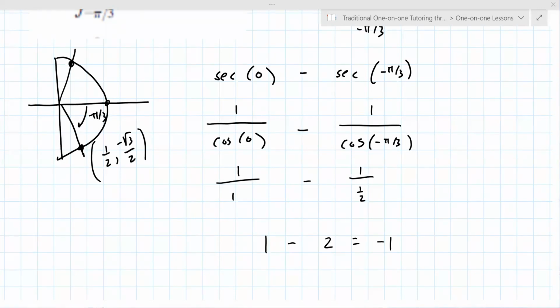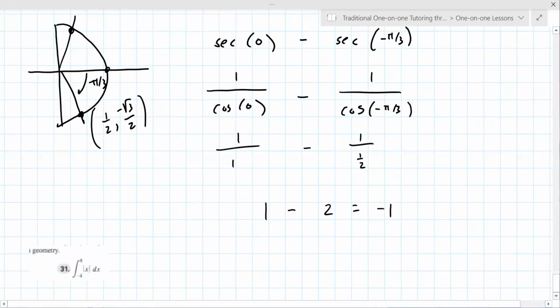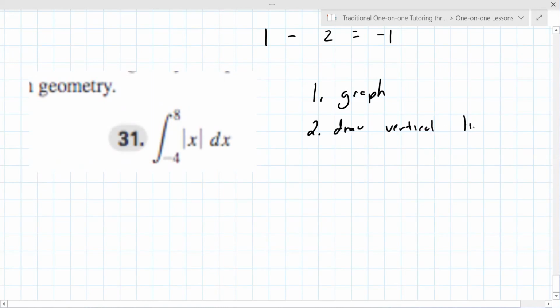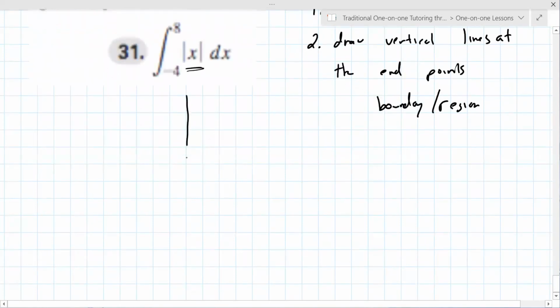So these say to use formulas from geometry, and what's encoded in that is that you have to be able to graph these. You first graph, which could be easy or hard depending on a lot of things. Then you draw vertical lines at the endpoints, and that creates this boundary or region that you're going to find the area under. So absolute value of x, you know that looks like a V. Not to scale here.